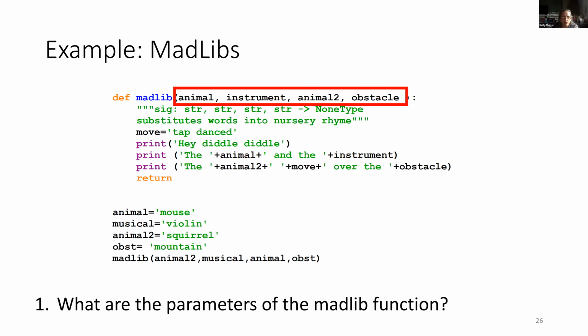The first thing we're interested in finding out is what are the parameters of the madlib function? So that's easy to answer. We're simply going to look inside the parentheses in the definition line to obtain our parameters. The number of parameters could be anything. It could be 0 parameters, it could be 1 input parameter, or it could be many input parameters. This one happens to have 4.